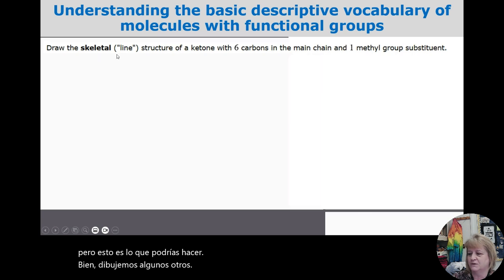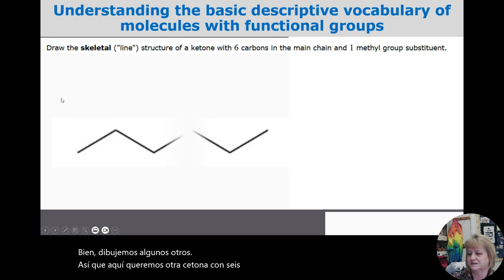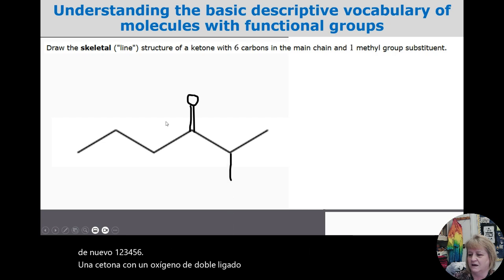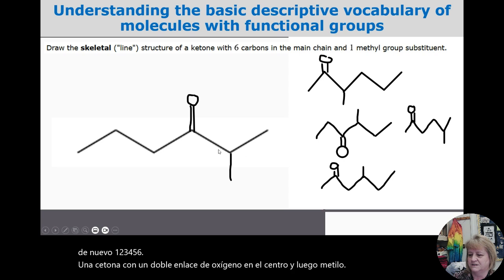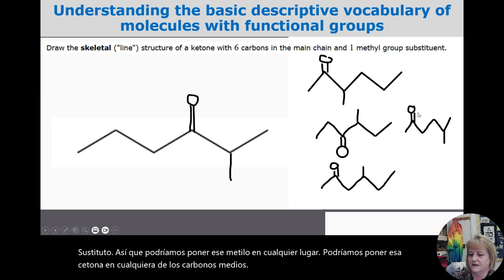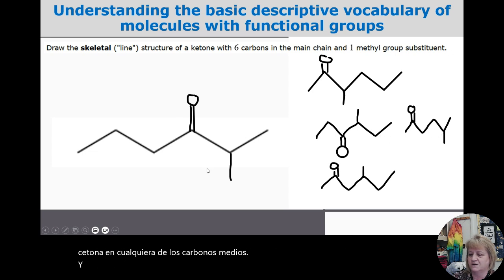So here we want another ketone with 6 carbons and 1 methyl group substituent. So again, 1, 2, 3, 4, 5, 6. A ketone with a double bonded oxygen in the center, and then a methyl substituent. So we could put that methyl anywhere. We could put that ketone on any one of the middle carbons, and that methyl group could be on any one of the middle carbons. So we can move those around. You can see like this anywhere.